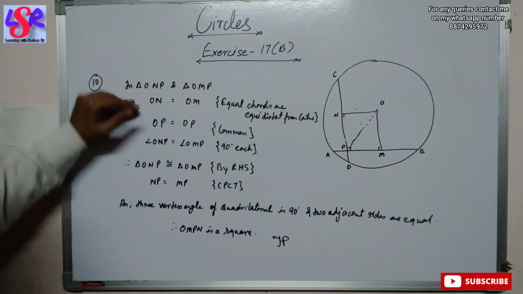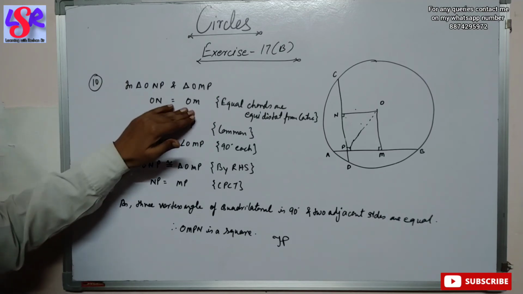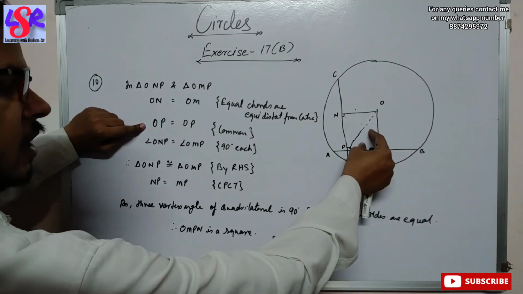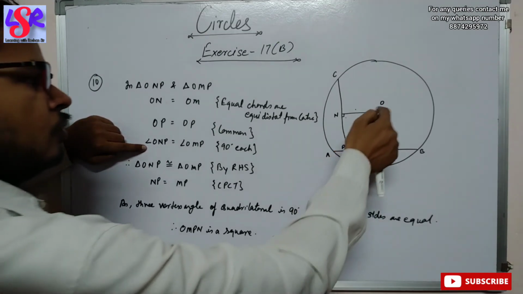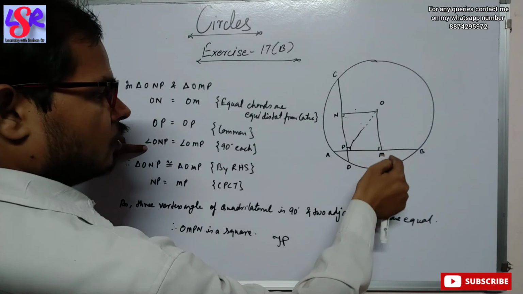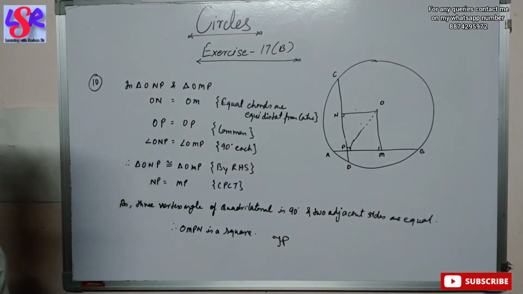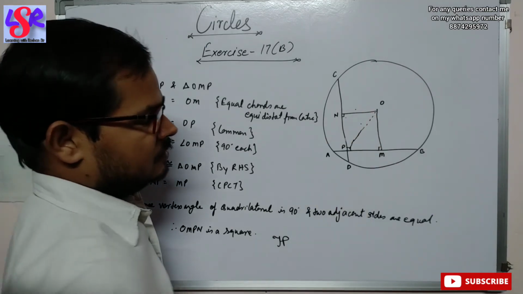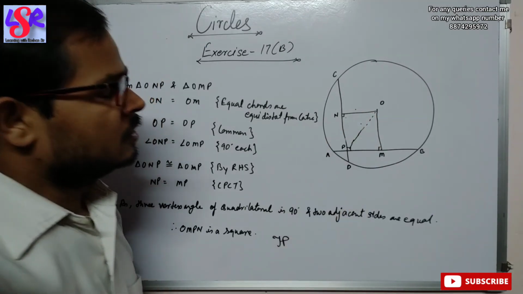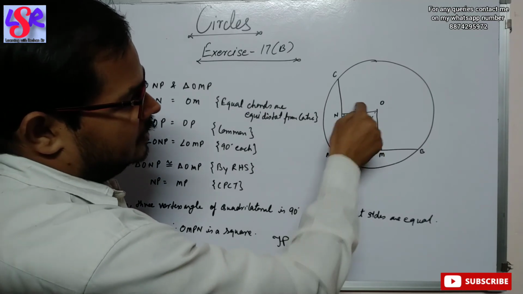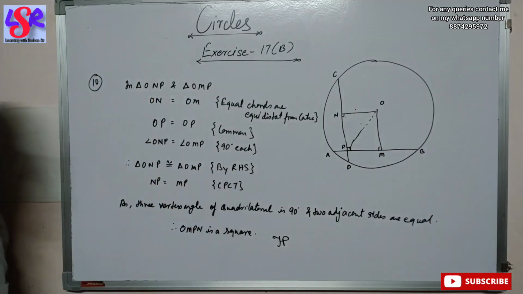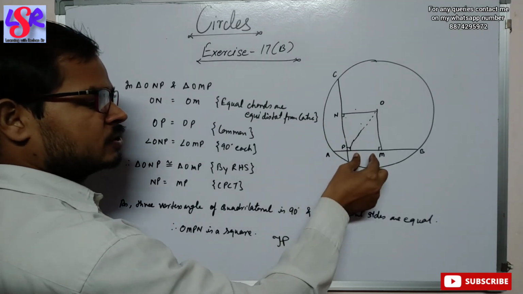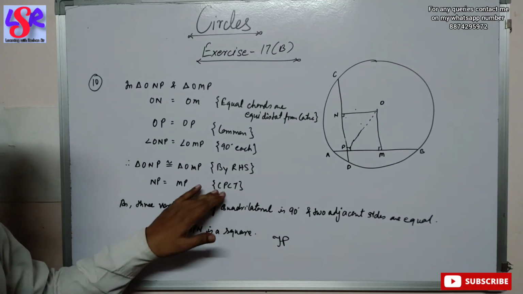Now in triangle ONP and triangle OMP we have ON equals OM as equal chords are equidistant from the center, and OP is common in both triangles, and angle ONP is equal to angle OMP as they are both 90 degrees. Now to prove these two triangles congruent, we have used this angle, this side and this side. Therefore, both triangles are congruent by RHS congruency criteria. And then we have proved NP is equal to MP by CPCT.